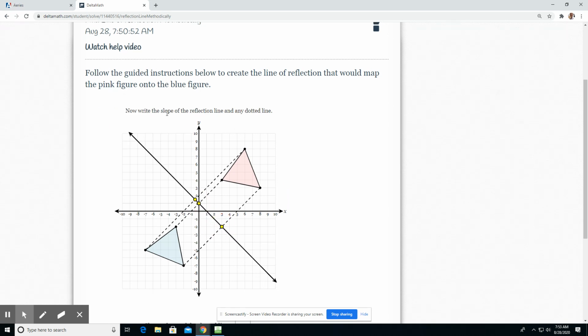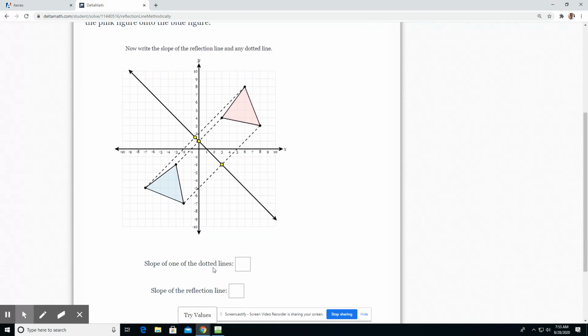Now write the slope of the reflection line and any dotted line. So the slope of the dotted lines, we'll do that one first. If I'm just looking at this one, from 7 to 8, my rise is 1, my run is 1. Rise over run: 1 up, 1 to the right. So 1 over 1 is just 1 for that slope. Also, just check it's going uphill as we travel left to right.